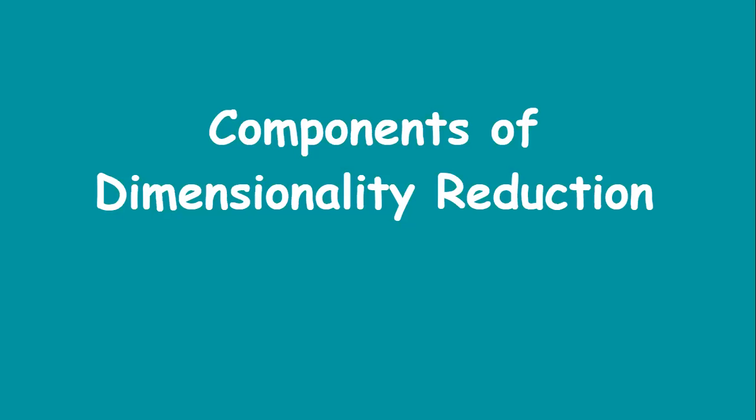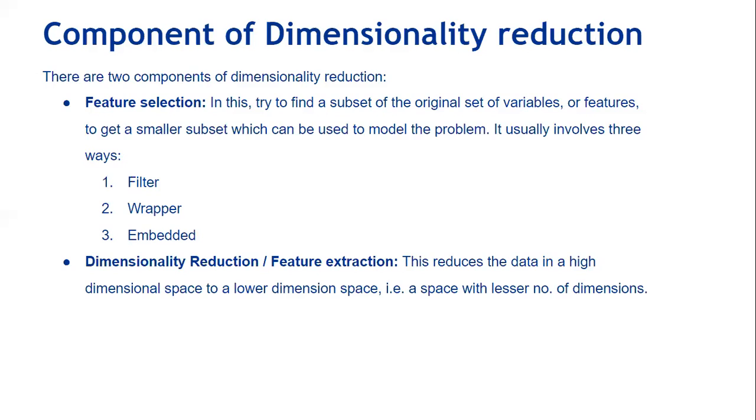All the dimensionality reduction techniques attempt to preserve some relationships between the points while reducing the number of variables. Okay, so there are some components of dimensionality reduction. One is feature selection, another is feature extraction, which is also known as dimensionality reduction. For feature selection, we use 3 different techniques: filter, wrapper, and embedded. And the last is feature extraction, which we use to reduce data from a high dimensional space to a lower dimensional space, that is, a space with fewer dimensions. I'll create one more video on feature selection and feature extraction separately, definitely.